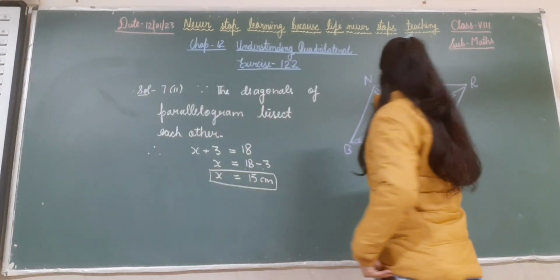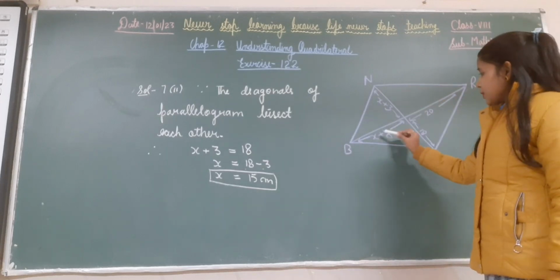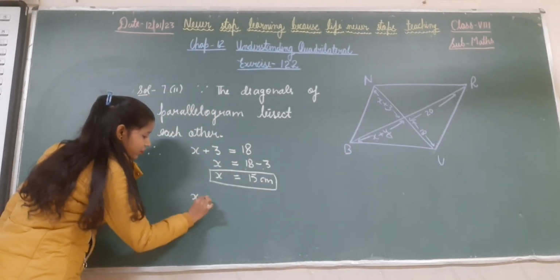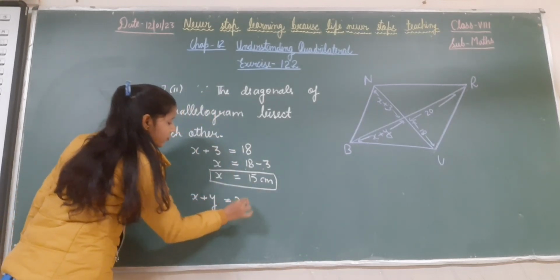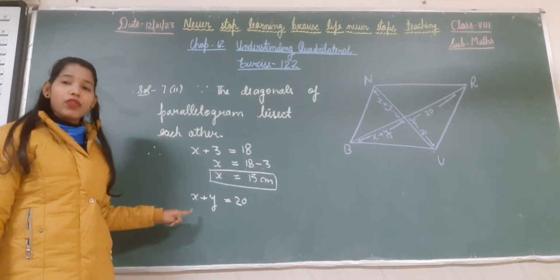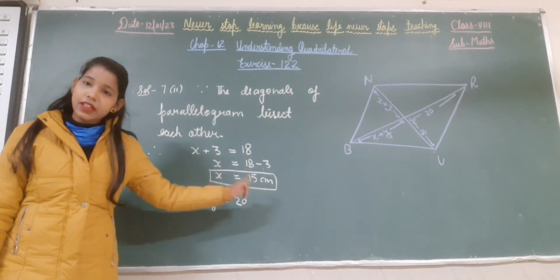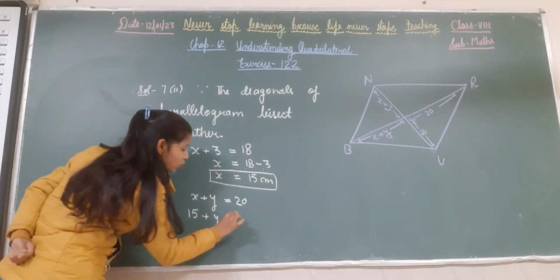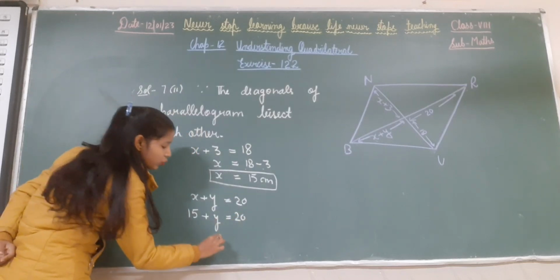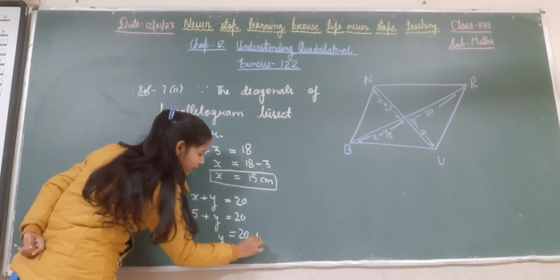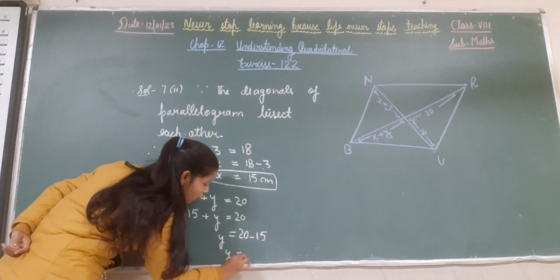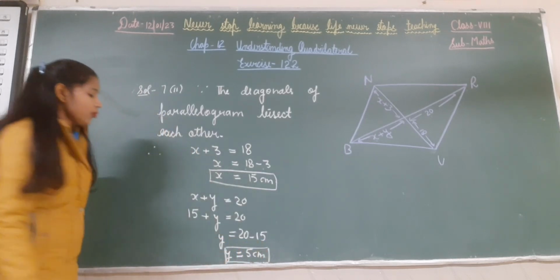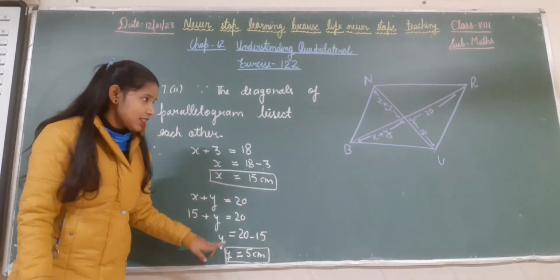Now from the other diagonal, x plus y should be equal to 20. We will put the value of x here. The value of x is 15 centimeters, so 15 plus y is equal to 20. Now we will transpose 15 to the other side, so it becomes 20 minus 15. So y is equal to 5 centimeters. Right, class? This is the value of x and this is the value of y.